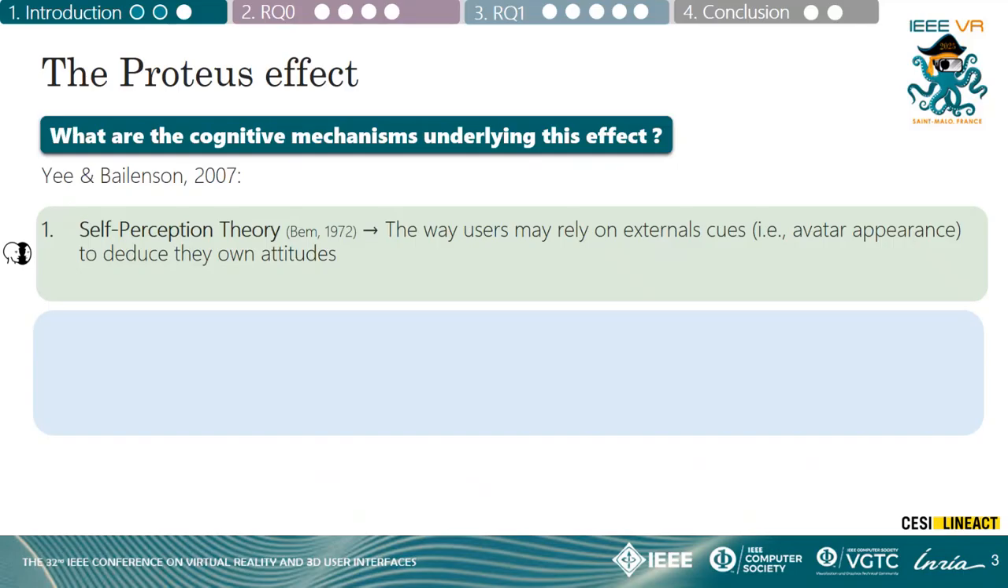Yee and Bailenson's original publication gave two theoretical explanations of the Proteus effect. The first they brought up is self-perception theory, which describes how people sometimes use external cues that they exhibit, in our case the avatar's appearance, to determine their own attitudes. This theory is currently the most cited explanation of the Proteus effect.